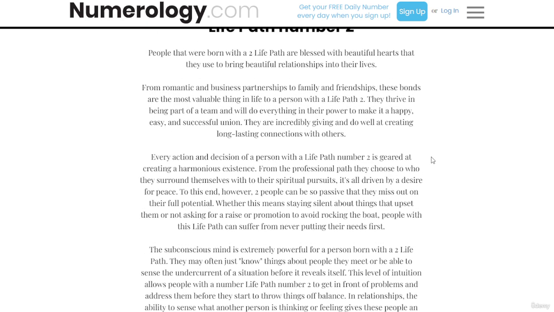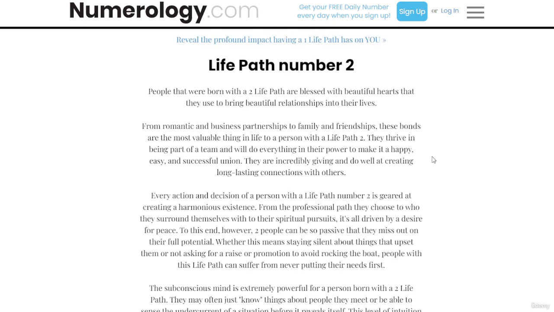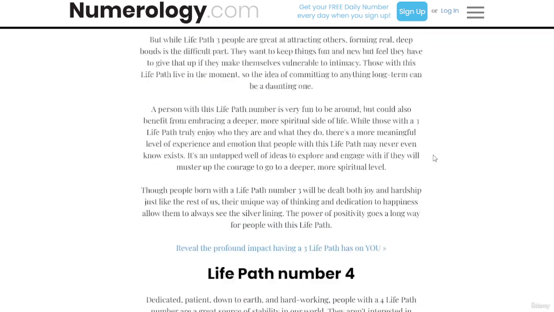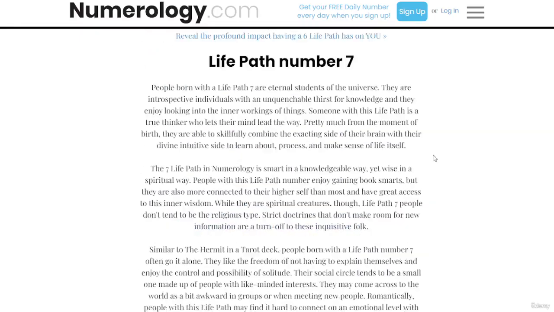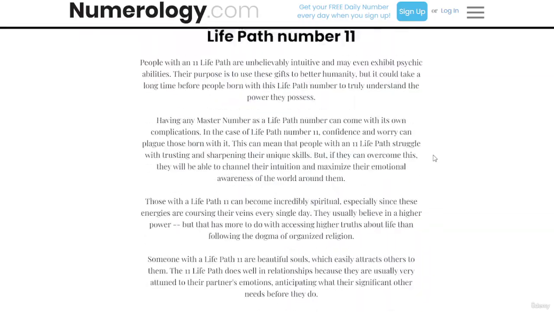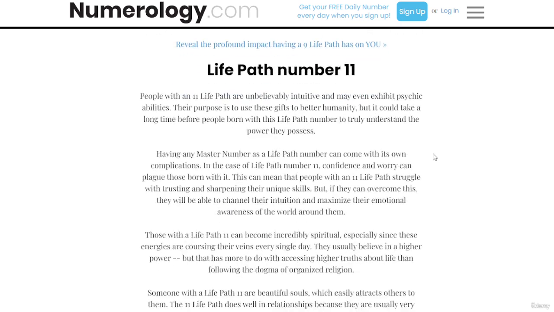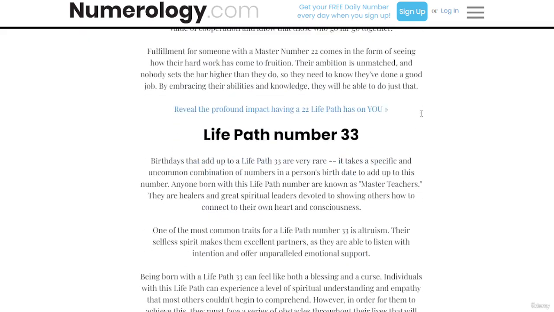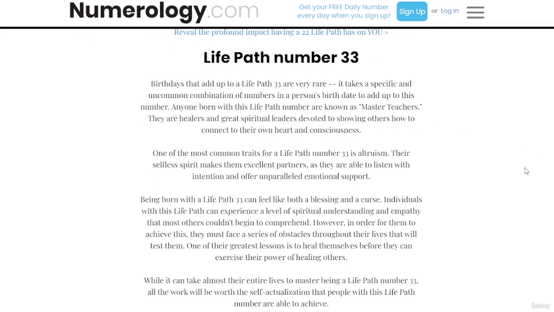Each one gives a little bit of an idea how to process it and what attributes you have, in a sense. Each one is quite different, and the one thing that I found quite amusing is the master numbers. The master numbers are 11, 22, and 33. They are rare, and it's rare that the birthday adds up to a life path number 33, 22, or 11. It takes a specific and uncommon combination of numbers in a person's birth date to add up to this number.